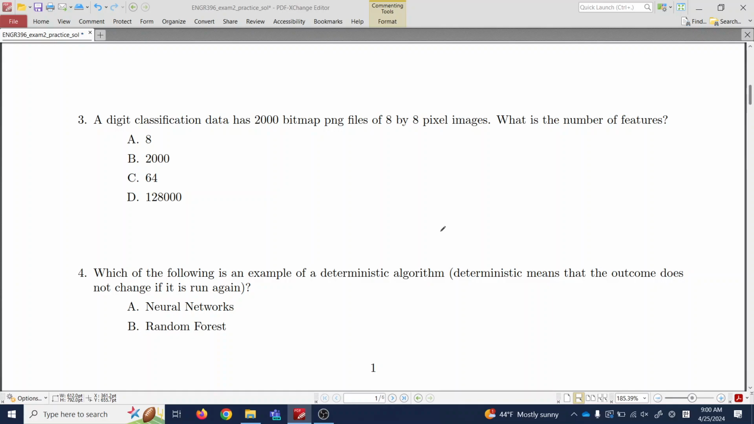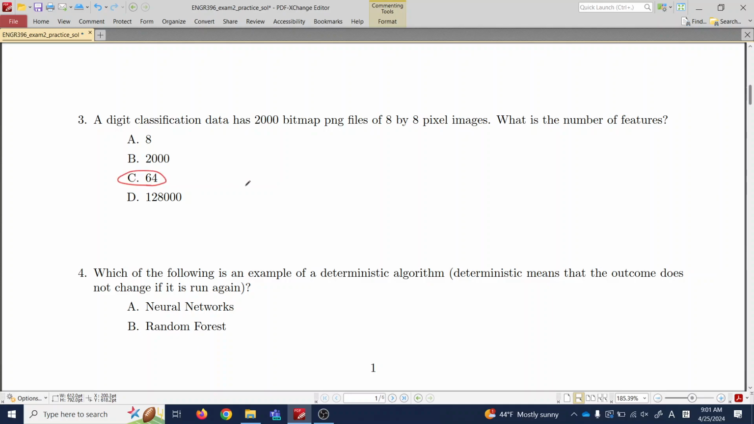You see individual pixels to figure out if it's a 1 or 2 or something, right? But it's an 8 by 8 pixel image, so that means you have 8 times 8, which is equal to 64. There are 64 pixels per data. So in other words, you have 64 features per data. That's what it is. The answer is 64.